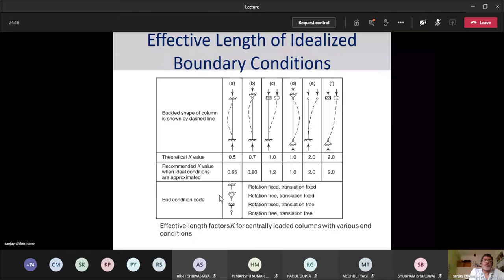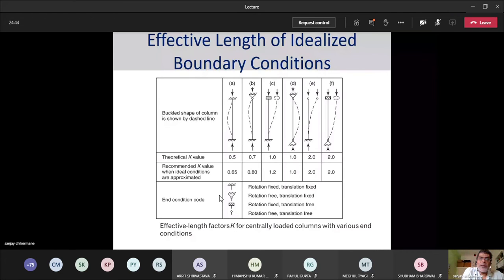Of course, you can also have internal restraints, where you restrain a column at its center point in some way. These internal restraints are very important because they break down the effective length. For example, in the first case your effective length was L, and in the second one your effective length is now going to be L by 2.